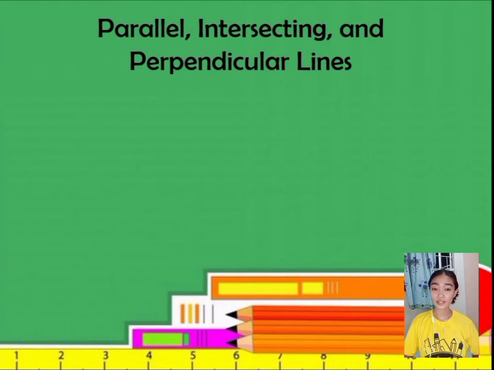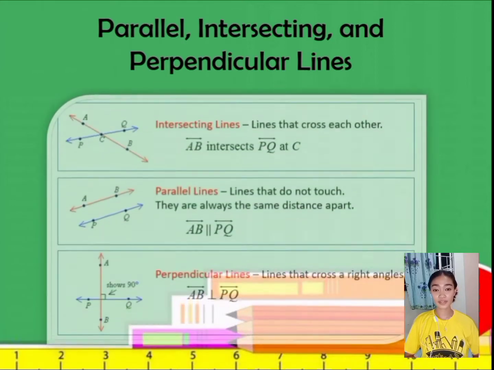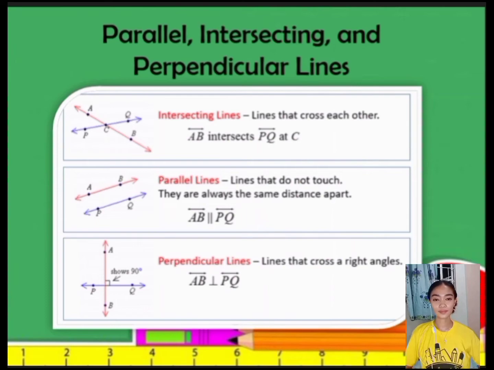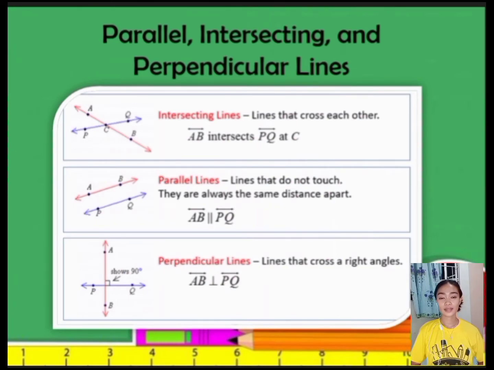So, I just want you to take note of the following. Intersecting lines are lines that cross each other. Makikita nyo, letter X yung itsura niya, and nagtatama yung dalawang lines. While parallel lines are lines that do not touch. They are always the same distance apart. Dito naman, hindi nagtatama yung dalawang lines, pero magkasing laki at haba yung mga lines. While perpendicular lines are lines that cross at right angles. Dito naman makikita natin, pa-cross yung itsura niya, and nagtatama rin yung mga lines.